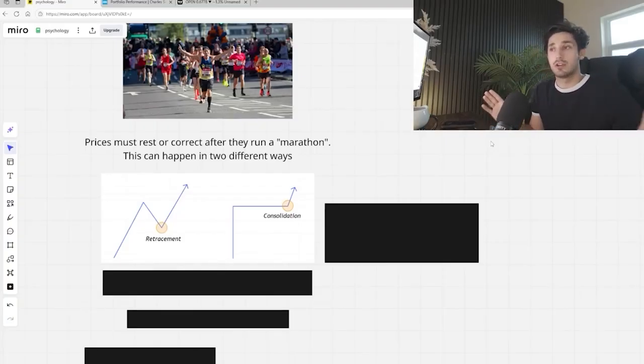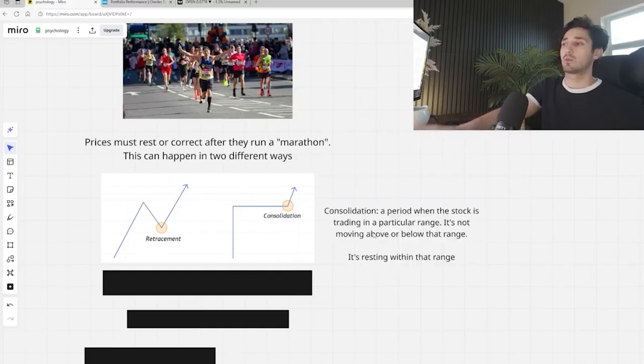These are the only two ways. Either a retracement, where the market runs a marathon and then it rests and corrects through a retracement. This is kind of like a buy the dip, right? That's the theory behind buy the dip. You get a big run up and we retrace, we correct, and then we get ready for the next marathon, for the next rally higher.